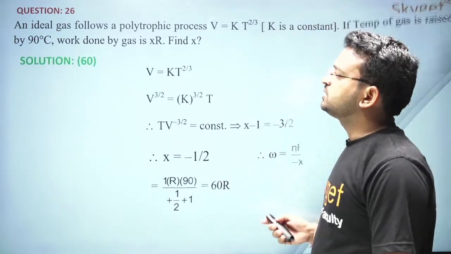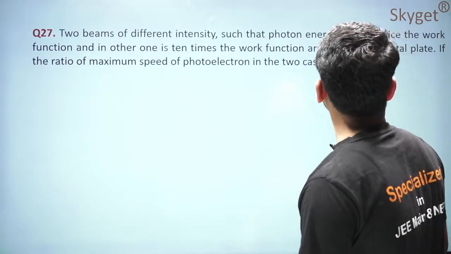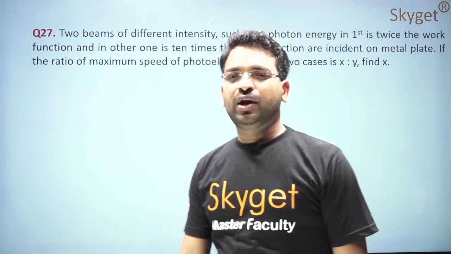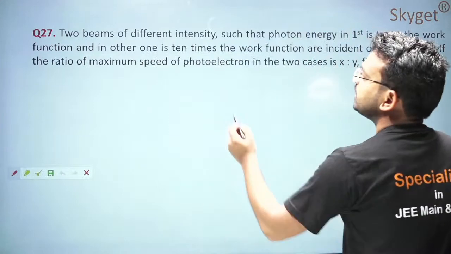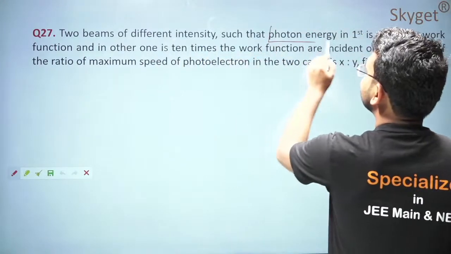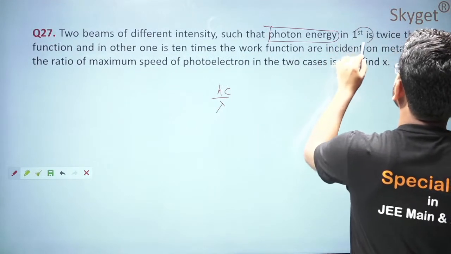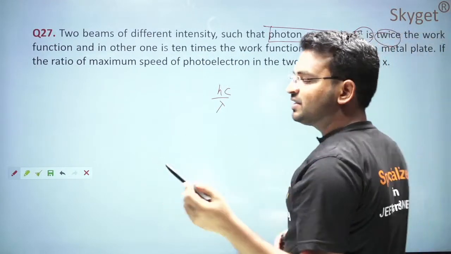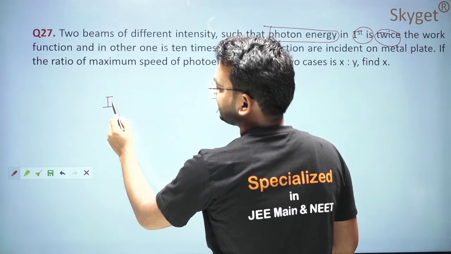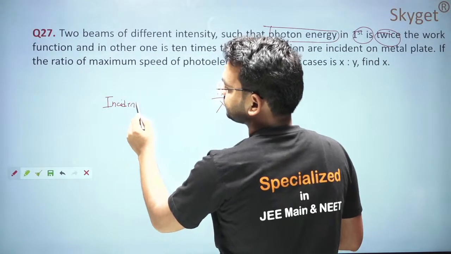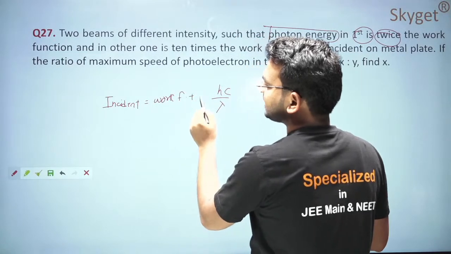Okay, so the process is given to you, and then you equate the value. Okay, two beams of different intensity such that photon energy is this. Okay, simple formula again. Let's see how to do that. Just click the keywords. What they're saying is that photon energy, meaning hc by lambda, of first is twice the work function. So if you remember the Einstein equation, what was the value? So you need to remember incident energy was equal to the work function plus kinetic energy.